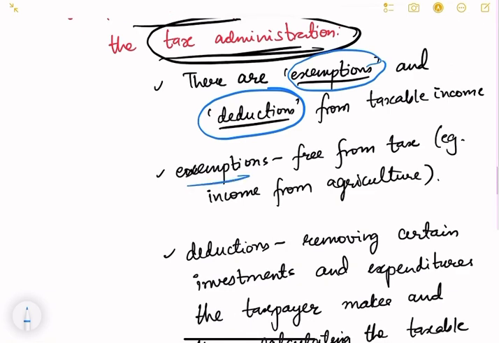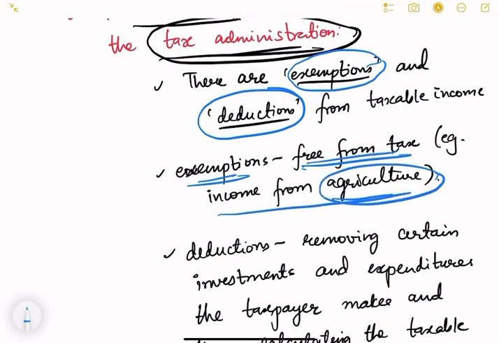What is the meaning of exemption? Exemption means the income which is free from tax. For example, income from agriculture is not taxed at all, so it is known as exemption. ऐसी कमाई जो जिसके ऊपर टैक्स नहीं लगता उसको exemption बोलते हैं.